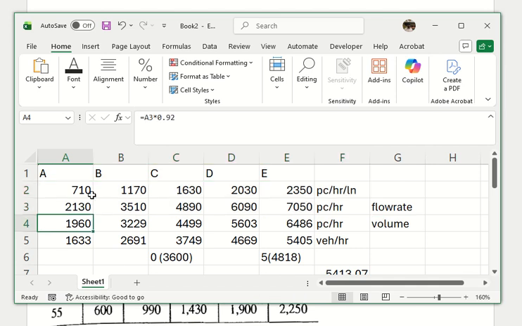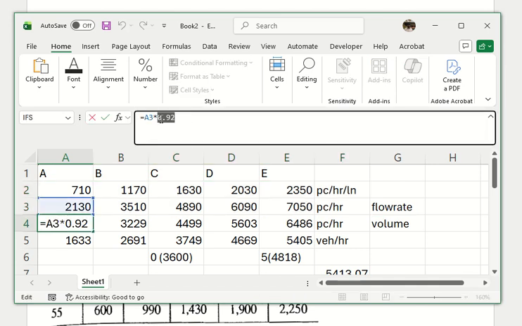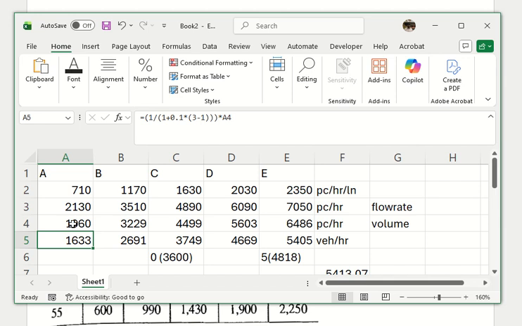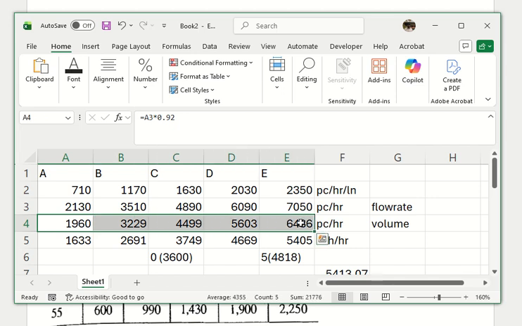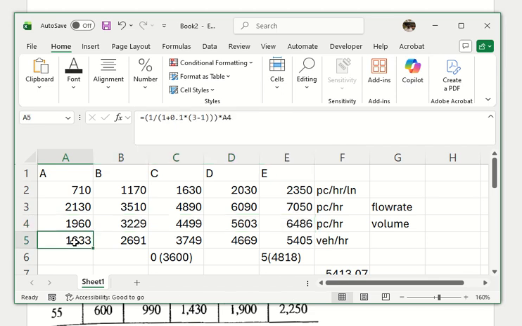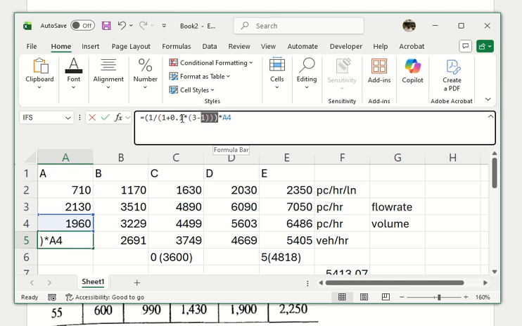When I multiply the flow rate with the peak hour factor given in the question, they become volume. So all of them are now volumes, but they are still in passenger cars. My volume is in vehicles per hour, so I need to divide them by the factor of heavy vehicles. What is the factor of heavy vehicles?